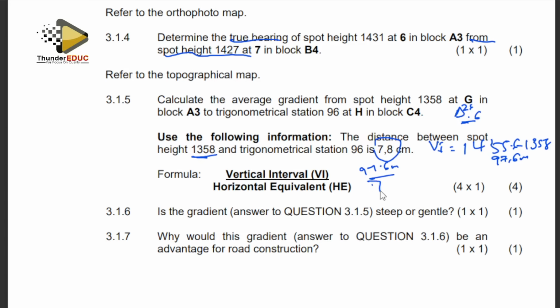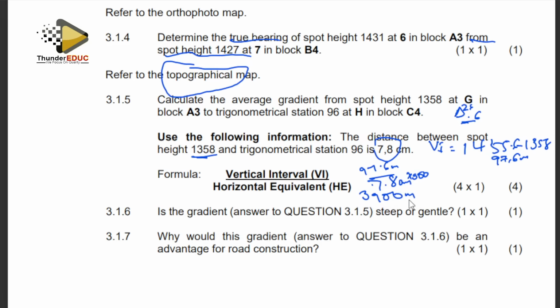So you just say 7.8 centimeters, and 7.8 centimeters we multiply it by what? By 500. Why 500? Because the map we are using in this question is a topographic map. Please don't forget, I said topographic, meters, 500, kilometers, 0.5. Then you multiply. Let me just go to my calculator here. 7.8 times 500, you get 3900 meters.